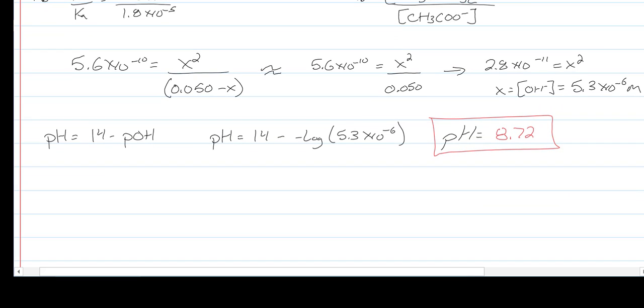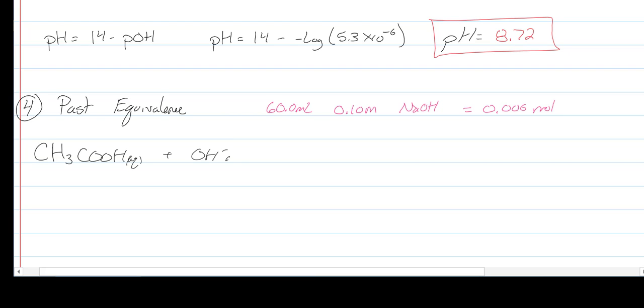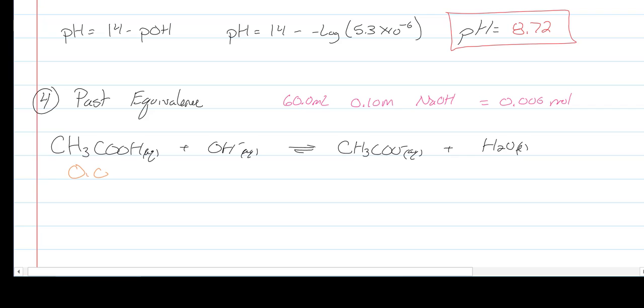Then we have, last but not least, past equivalence, we have 60 milliliters of 0.10 molar NaOH. 60 times 1,000 over 0.1 over 1,000 would be 0.006 moles. Writing our balanced equation, we have acetic acid, hydroxide, acetate, and water. So initially we have 0.0040 moles of our acetic acid, and as we just calculated, 0.0060 moles of hydroxide.